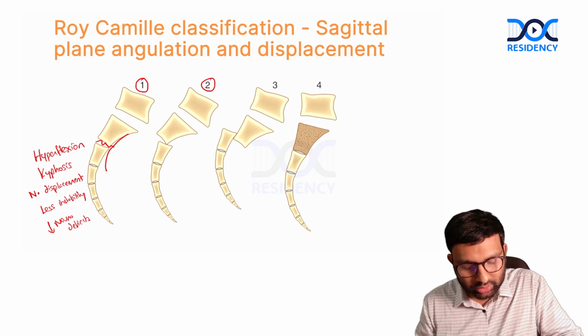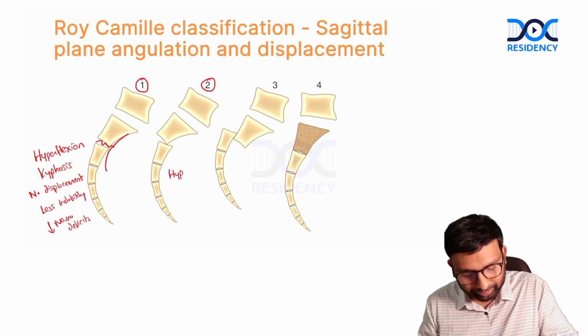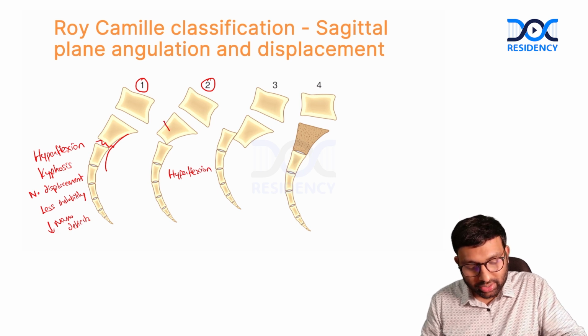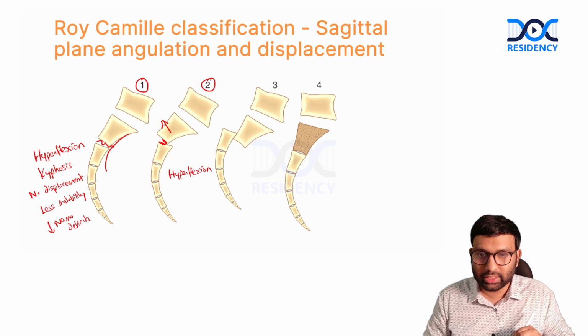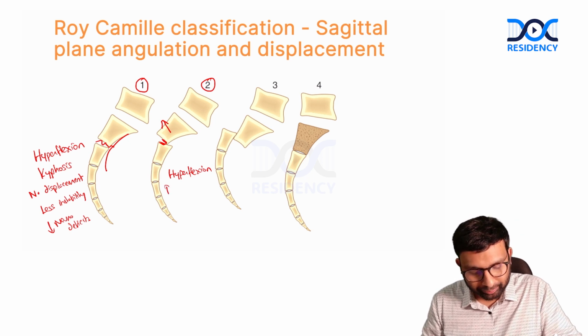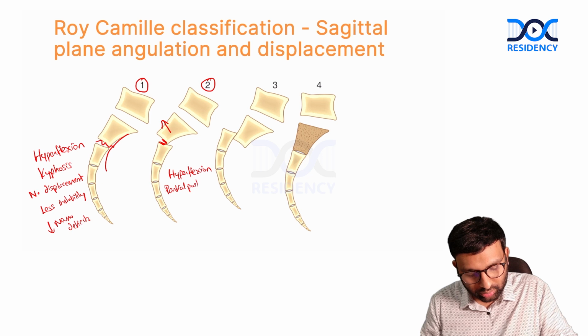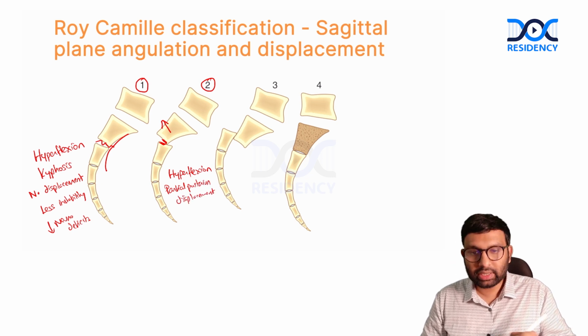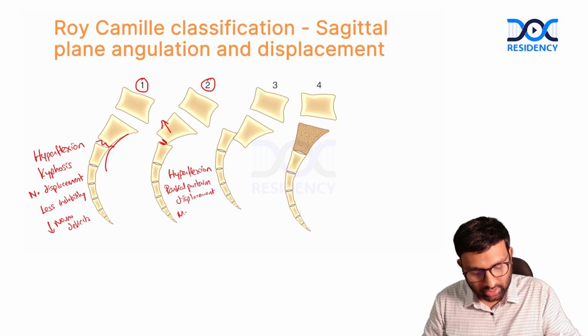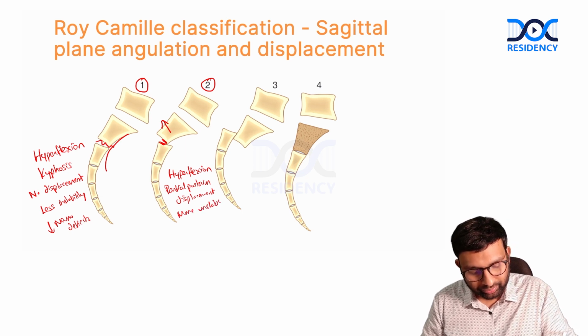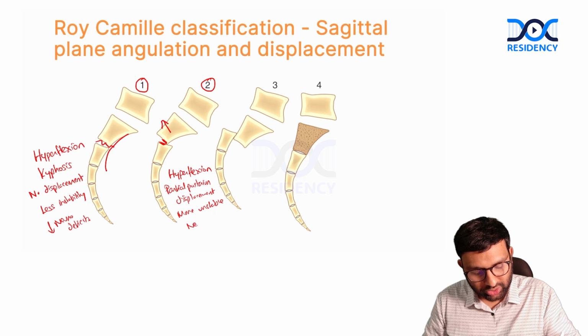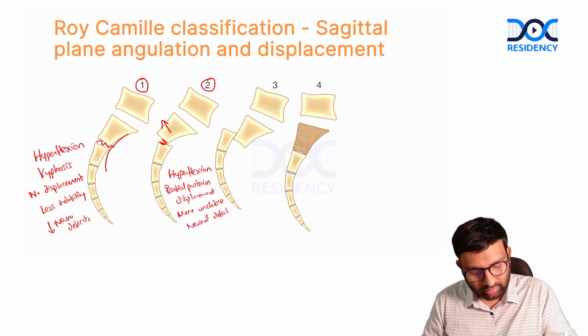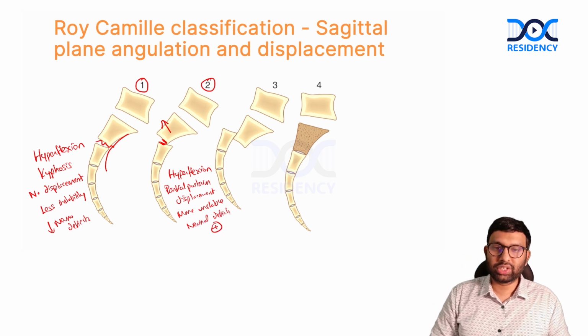Then you have type 2. This again is a hyperflexion injury. But here you can notice how there is a partial posterior displacement, not complete. There is still some articular contact that is maintained. So there is a partial posterior displacement, and this is more unstable, and there is some chance of neurological deficits, higher chance of neurological deficits.